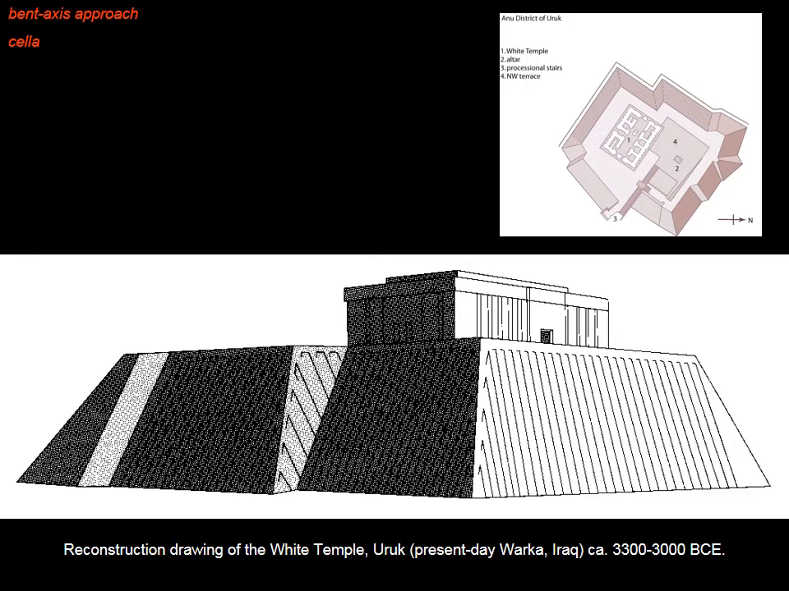The interior space of the temple is called the cella, the primary room. You can see there's a long rectangular room. It's actually about 16 by 61 feet, which tells you something about them.